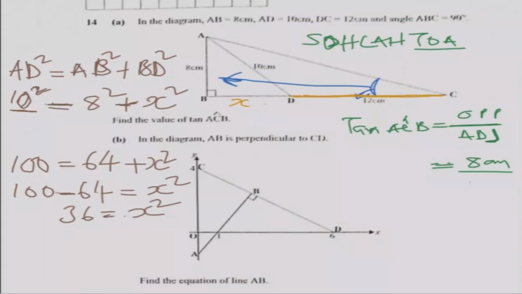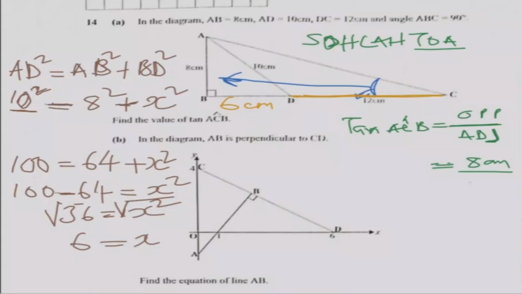Then what we do to find the value of x, we square root both sides. Okay, so the square root of 36 is 6. The square root of x squared is x. So the value of x there is 6. So here where there is x, the value we have is 6.